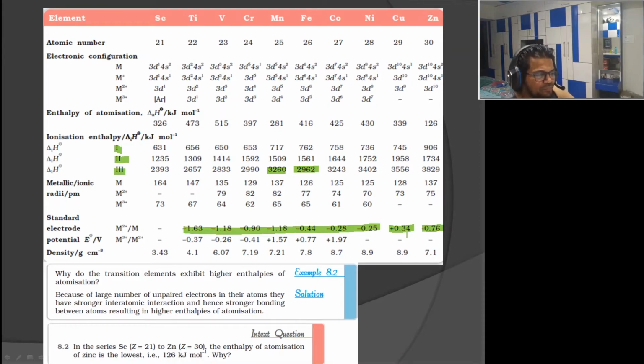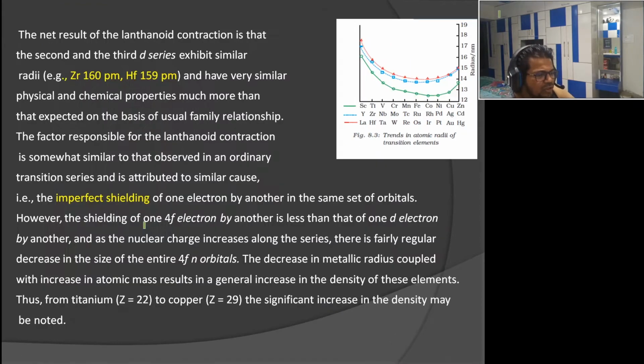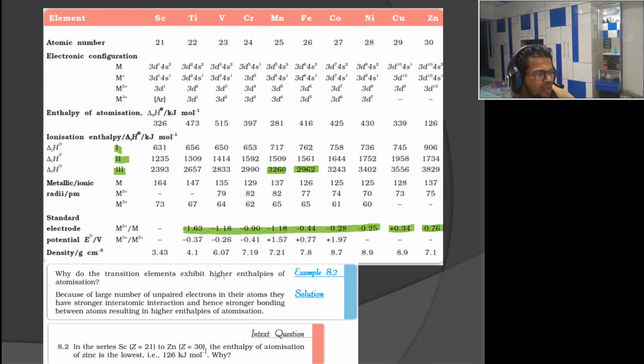That's one. Then, people, one more question there, as you rightly see. Why do transition elements have higher enthalpies of atomization? That is again because they have more unpaired electrons, as you see. So a large number of unpaired electrons are there. That's why they have strong bonding, that is the metallic bond. That's why.